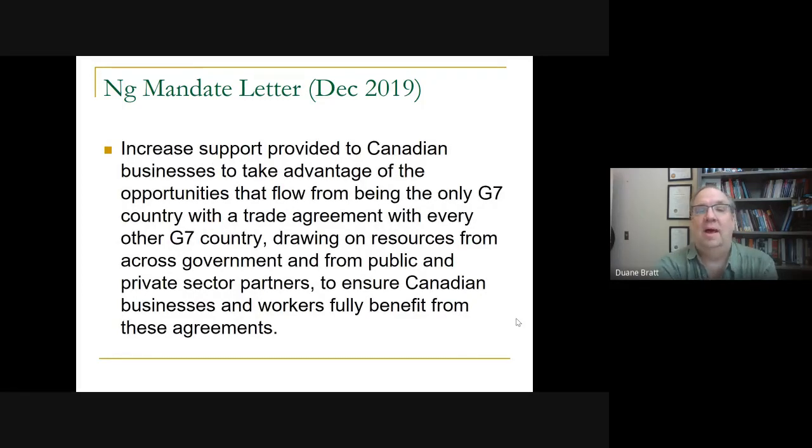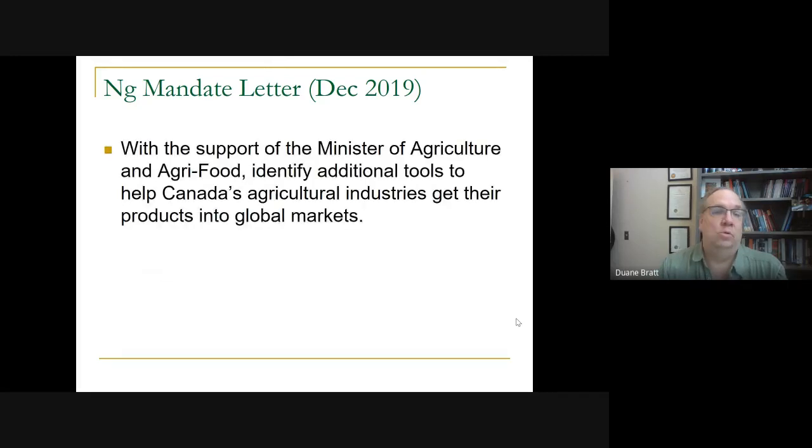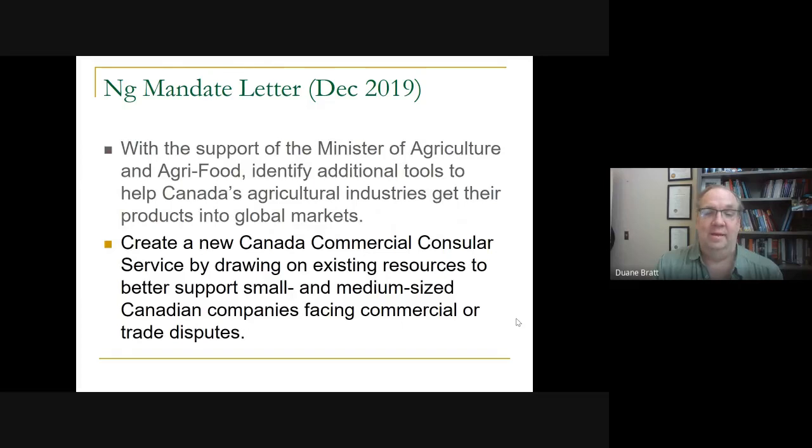Increased support by the fact that Canada is the only G7 country with a trade agreement with every other G7 country. So CETA includes all of our European partners, NAFTA includes the United States, and the CPTPP is with Japan. Again, as I mentioned, working with small and medium-sized enterprises for exports. Working with the Minister of Agriculture about getting Canadians' agricultural products into global markets, whether that's pork, beef, canola, seafood. Again, small, medium-sized companies facing commercial or trade disputes.